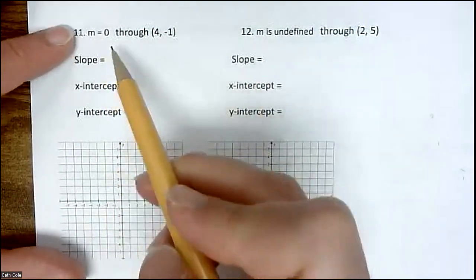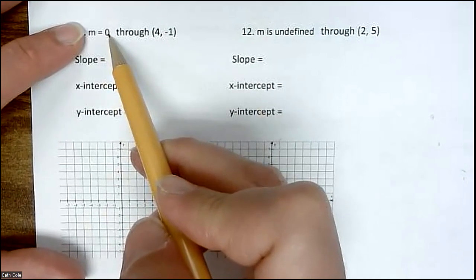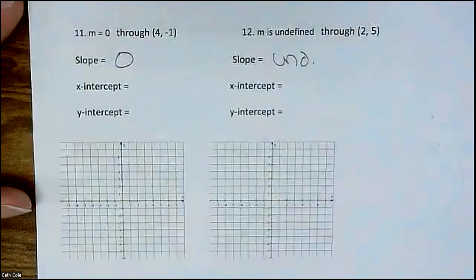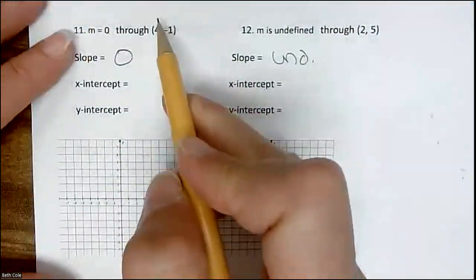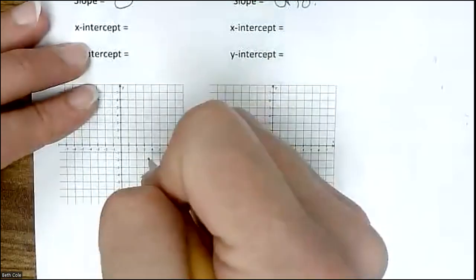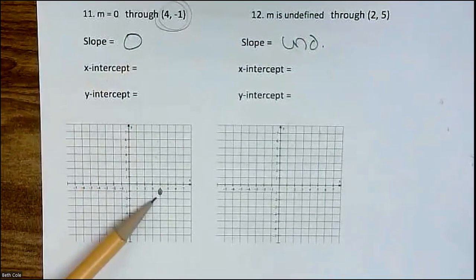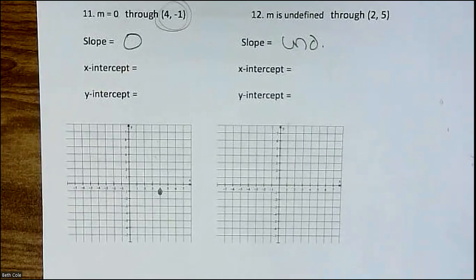Hey guys, look. What does it say the slope is here? Yeah, 0. And this one, it says undefined. I don't know why that's written on there. But anyway, we're going to start at this point, 4, -1. So right there, fourth quadrant. So go ahead and plot that point, 4, -1. And all you have to do is figure out whether it's vertical or horizontal.